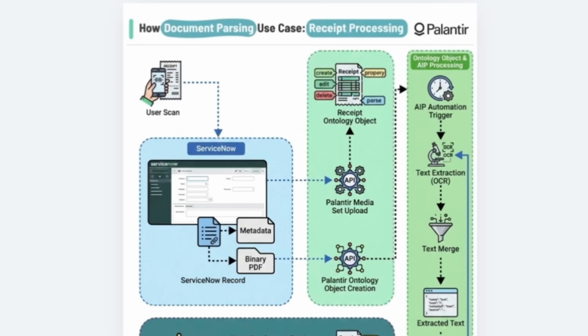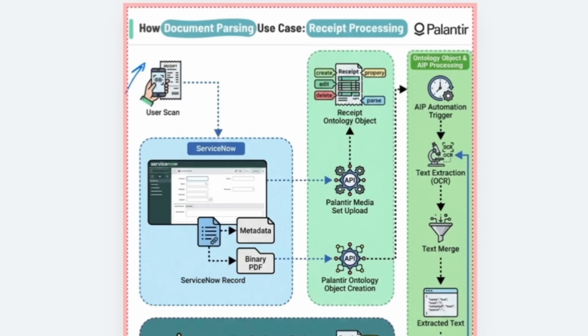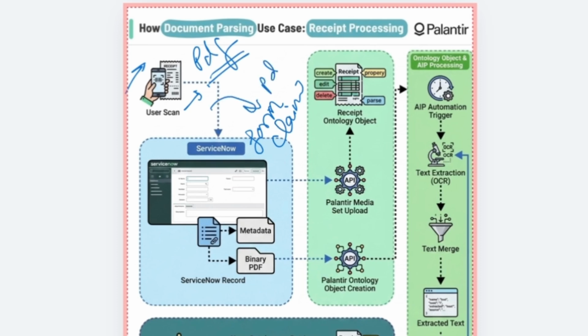Basically, what is happening? First thing is the user is using a mobile or a printer to scan the PDF. Right now, this use case is only applicable for PDF receipts. Once you have the PDF generated, ServiceNow has a form which is a claims form. The user can submit the claims form and attach the PDF to it.